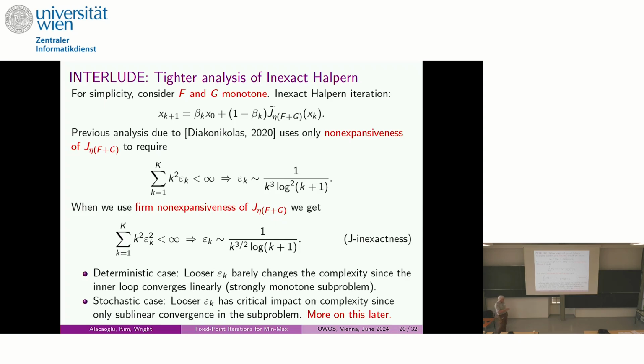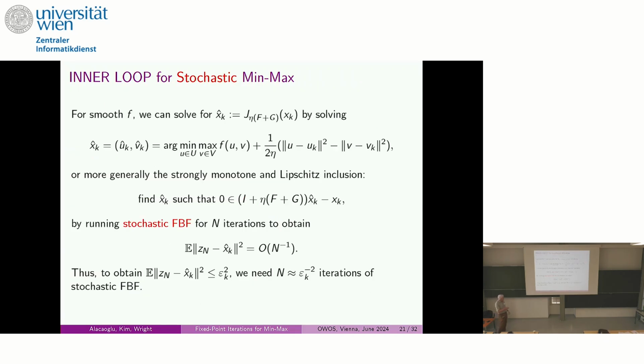But the reason that it's potentially interesting is that I'm now going to look at solving that inner loop problem with a stochastic oracle. And now you only get arithmetic convergence rather than linear convergence. And now there's a fairly dramatic difference between these two tolerances. You see the complexities ending up being quite different. Okay, so here's the inner loop for the stochastic case.